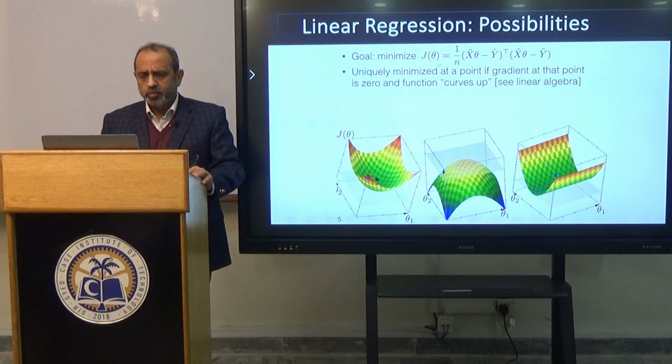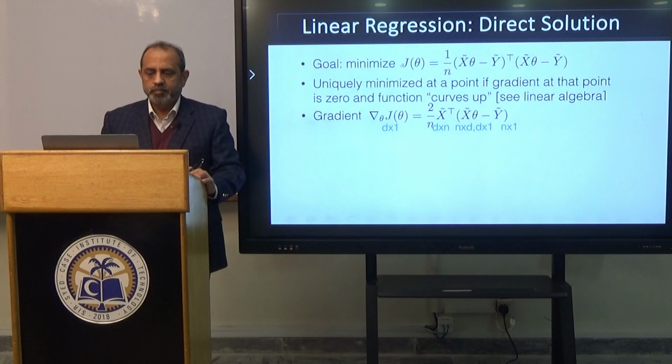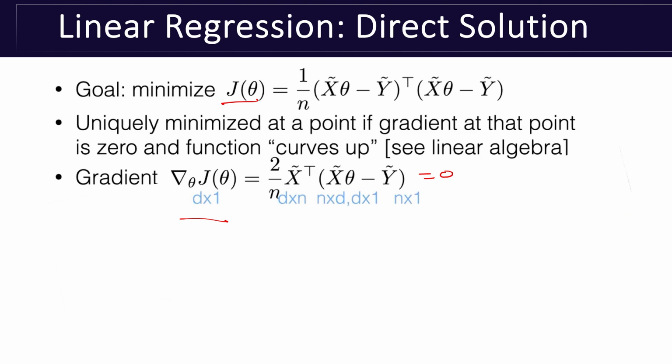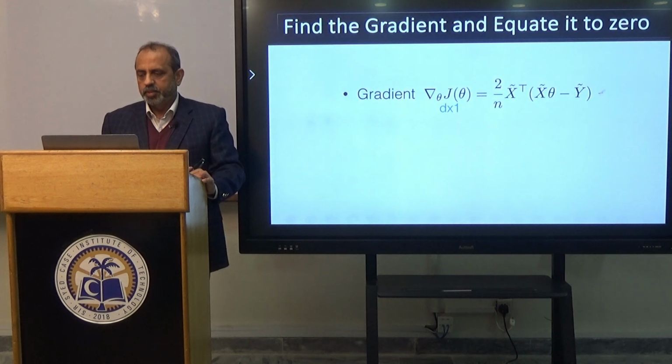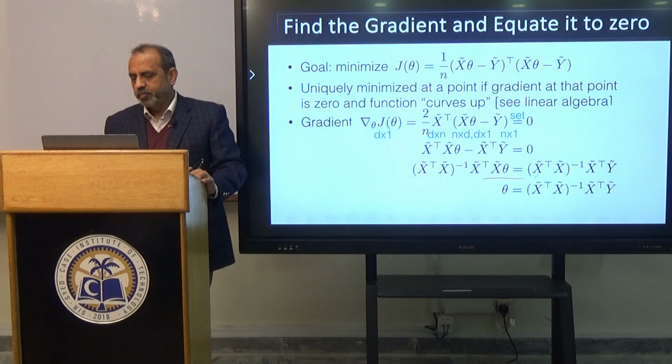Though you have this, if it curves up like this, then this is the best for you, because now you are guaranteed that you can find a closed form solution. And how do you find a closed form solution? By taking its derivative, or what we call the gradient, of this with respect to every theta, and you put it equal to 0. Once you put the gradient equal to 0, you get the closed form expression.